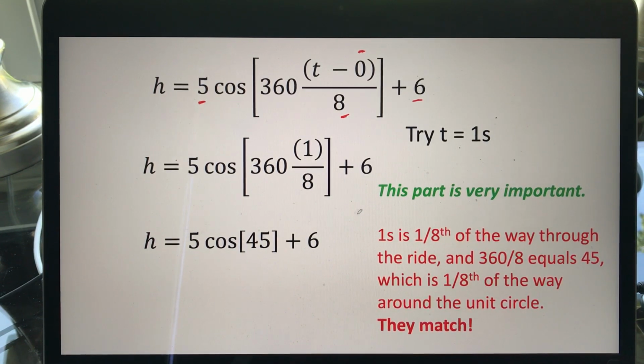Now, this part's important. This is how we're linking our calculator to our Ferris wheel, because remember, our calculator has been loaded in with all the trig functions, all the trig values, but it doesn't know we're talking about a Ferris wheel. So how do we get our calculator to understand where we are? And that's what this little section is doing here. So 1 second is 1/8 of the way through the ride, right? Now 360 divided by 8 is 45. And 45 is actually 1/8 of the way around the unit circle.